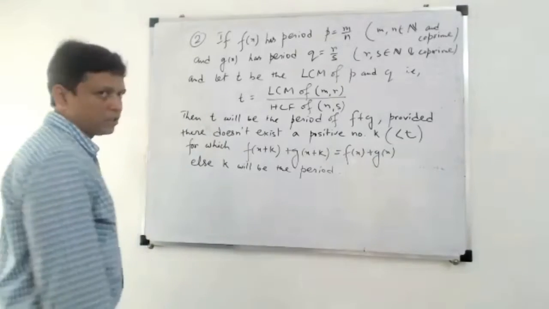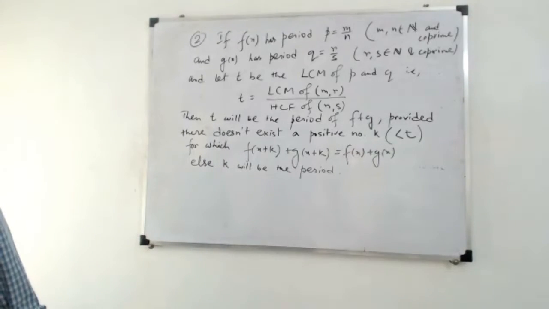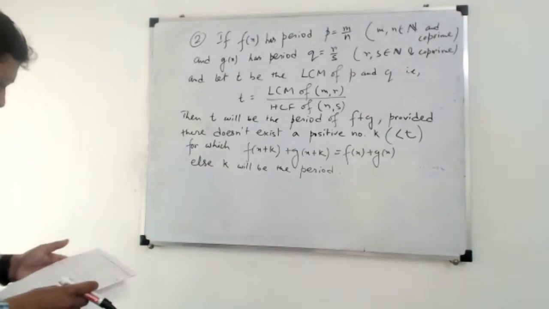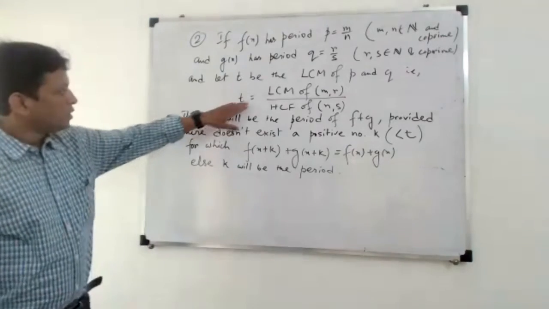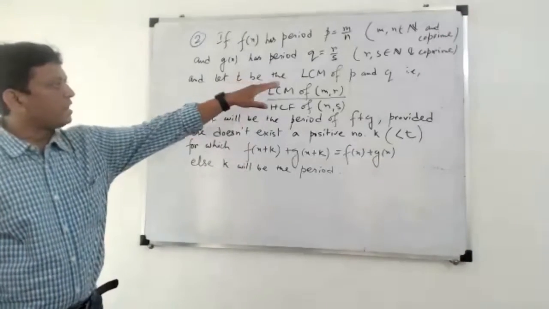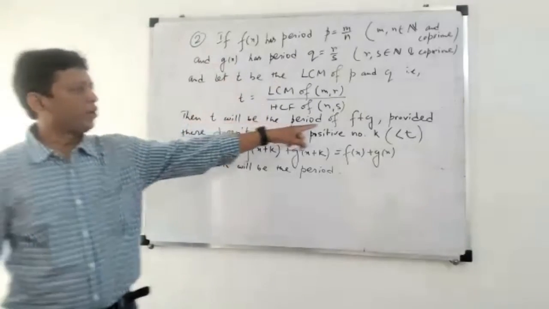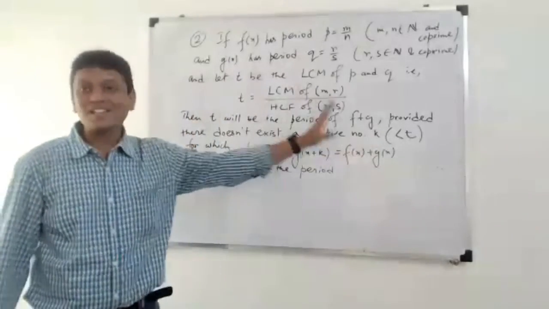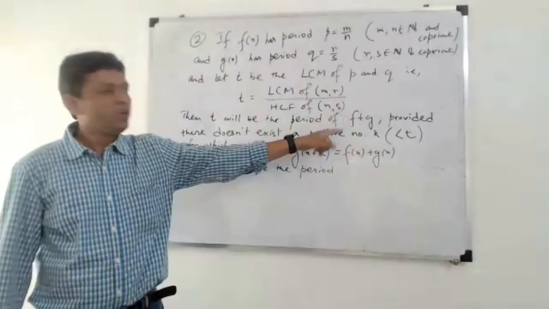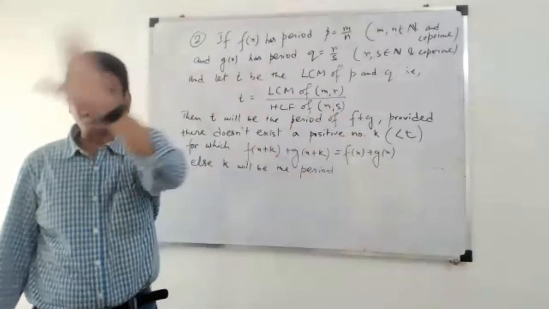The same rule is applicable for any kind of combination of f(x) and g(x). T will be the LCM of p and q. So T will be the period of f plus g, if there doesn't exist any positive number k which is less than T. But if it exists, that will be the period.